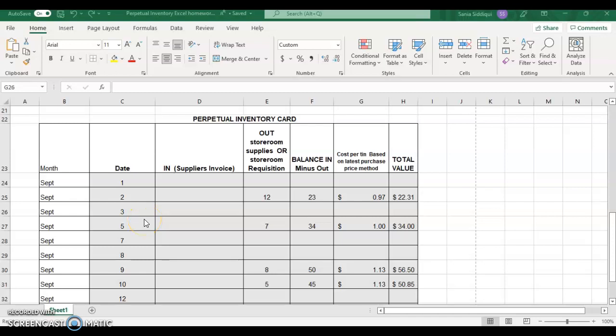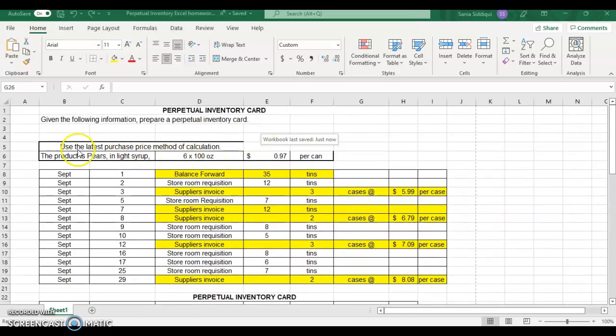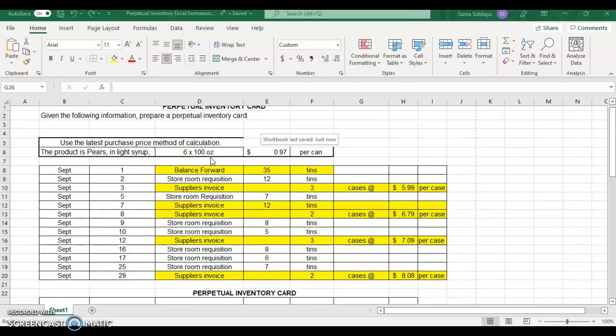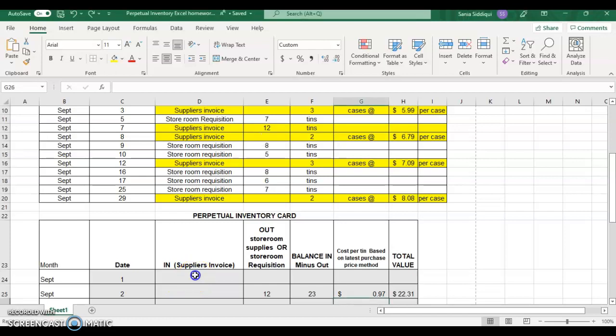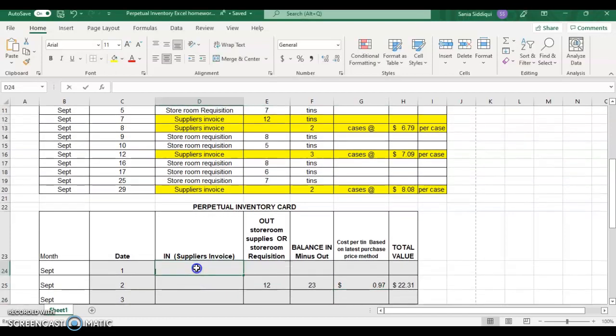Everyone, today we will be completing the perpetual inventory card for the product pears in light syrup. Each case comes with 6 cans that are 100 ounces each. Now starting off on September 1st, we have about 37 cans. So let's put that into our first column right here.